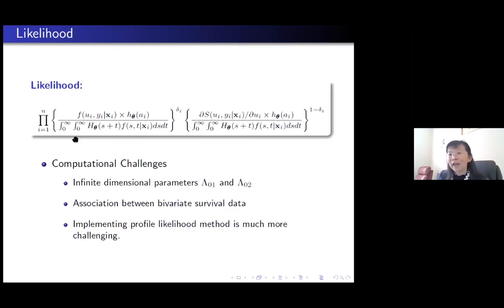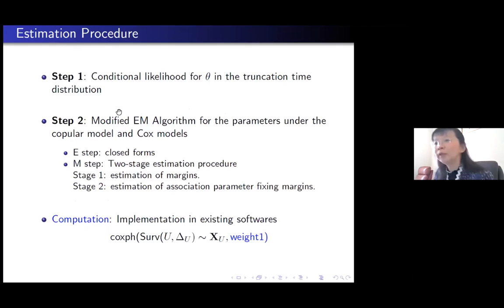model. So to tackle this issue, we propose an estimating procedure that uses the pseudo likelihood together with a two-stage EM algorithm. Specifically, we use the conditional likelihood of the observed truncation time to estimate the parameters in the truncation time distribution. So you may ask, why not use the full likelihood to estimate all parameters simultaneously? Actually, our simulation study suggests that the separate estimation performs more stably compared with the MLE in our setting, resulting in better finite sample performance.